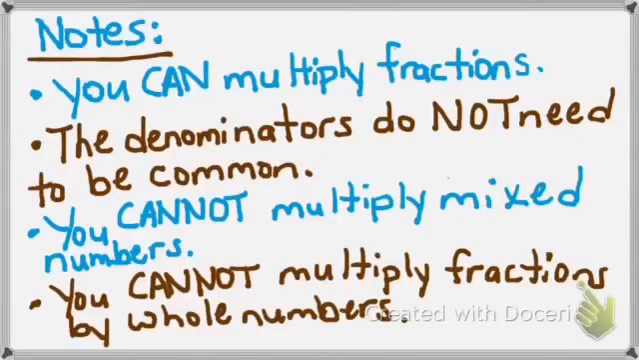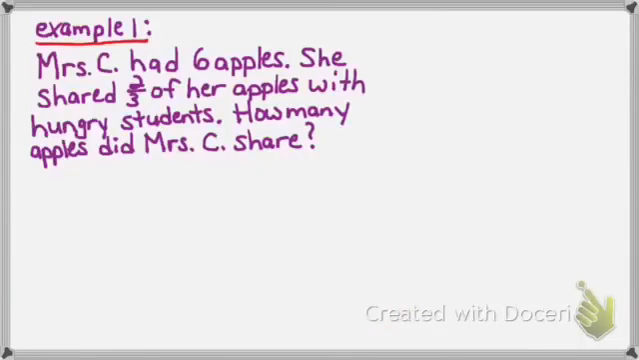Some notes to review again. You can multiply fractions. The denominators do not need to be common. You cannot multiply mixed numbers. And today is you cannot multiply fractions by whole numbers. You cannot do it. What are we going to need to do then? Let's take a look at example number 1 to find out.